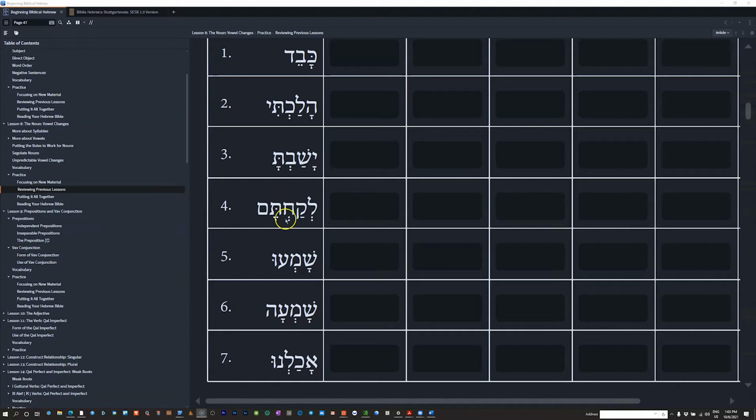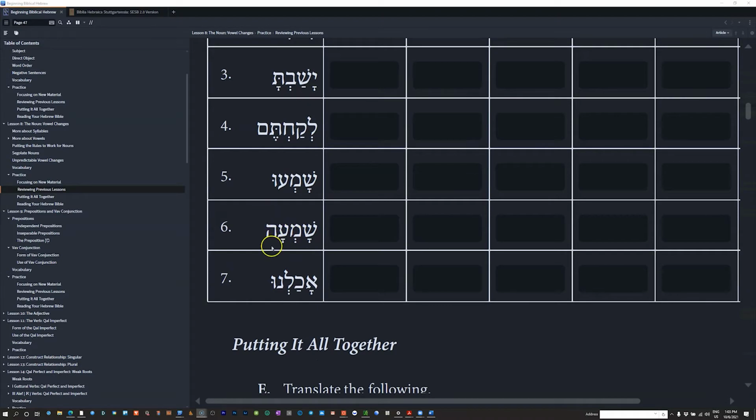Number 4, first 3 letters are our root. Last 2 letters are the Qal perfect 2mp suffix. Number 5, first 3 are the root. Last letter is the shureq, the Qal perfect 3cp suffix. Number 6, first 3 are the root. Last letter is the he, or the qamets he rather, of the Qal perfect 3fs. And then number 7, first 3 are the root, achal. The last 2 letters are the nun shureq, nu suffix that we use for the Qal perfect 1cp.